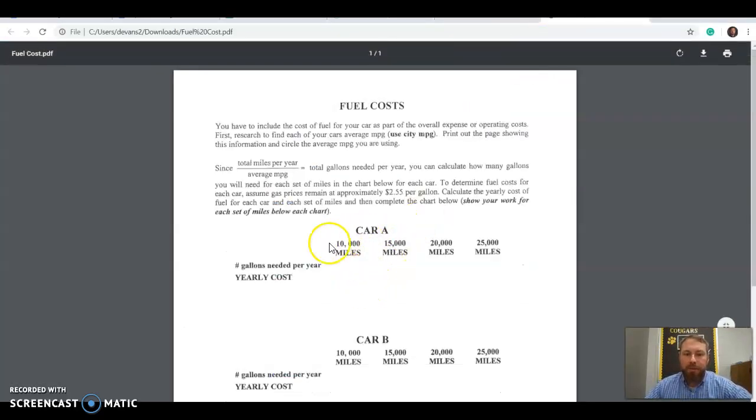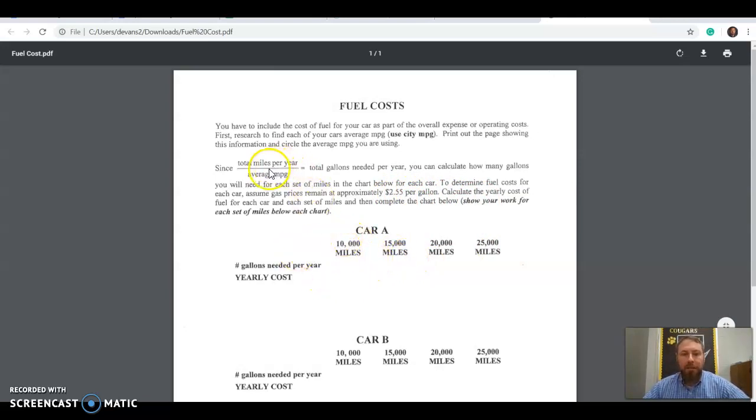All right, so it's pretty straightforward. You just take 10,000, you divide that by your MPG. That gives you your total miles for the year. And then what you're going to do is multiply that by 2.55 per gallon. Make sure you're showing your work on this, and you just go right on down the line.